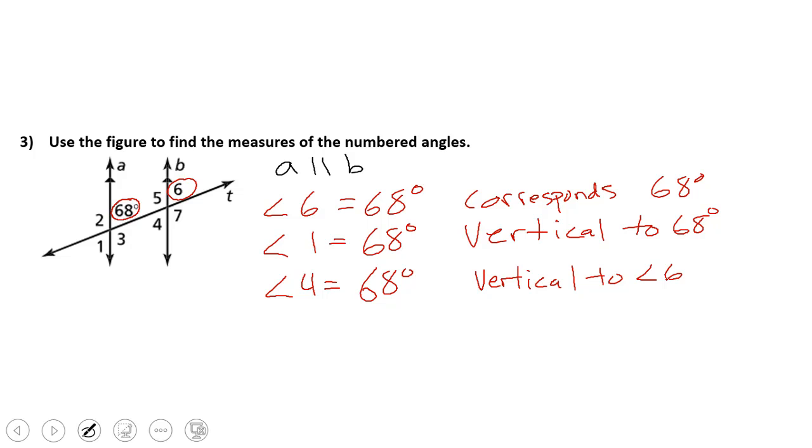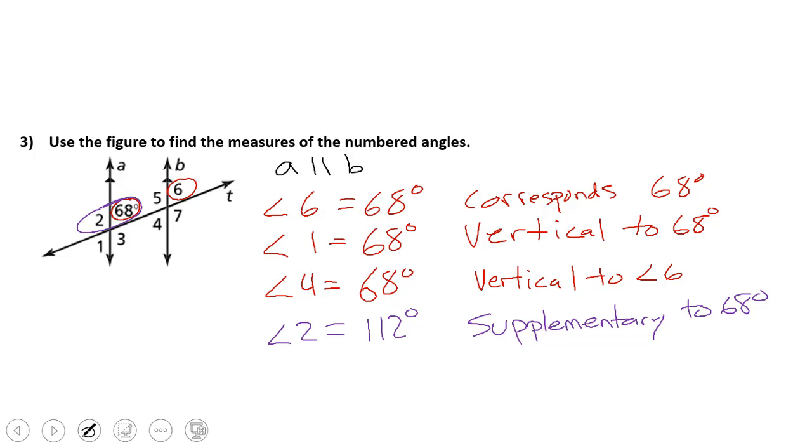Well, we can find angle 2. I'm going to change colors now. Angle 2. What does angle 2 have to equal? Well, angle 2 has to equal 112. Why? Supplementary to 68. So right here, angle 2 is supplementary to 68. And then we can say angle 3 is also 112. Well, why is that? Vertical to angle 2.